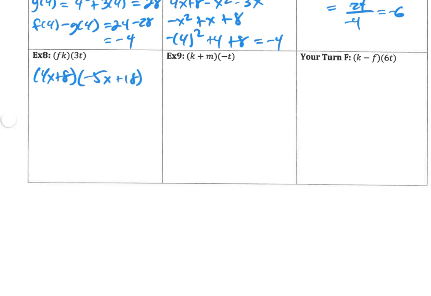Okay, so we have 4x plus 8 times negative 5x plus 18. We're going to go ahead and multiply that together. Right, so we're going to go ahead and combine like terms. And then we want to finish evaluating, and we are doing this for an expression of 3t. So what I'm going to do is take that 3t, and I'm going to replace it everywhere that I see an x.